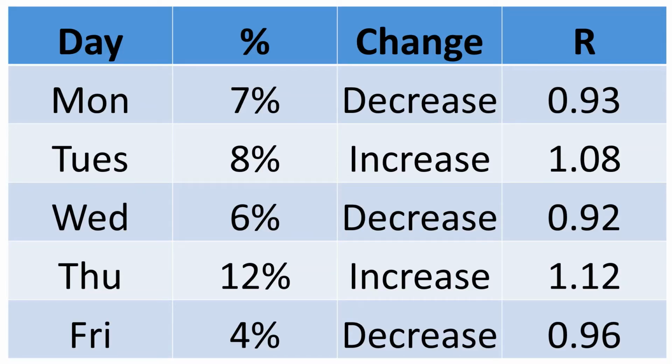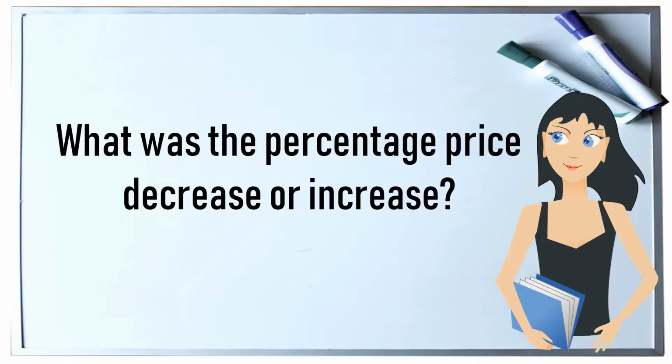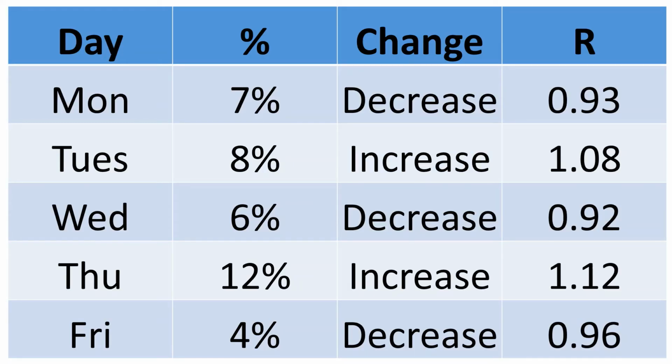On Monday there was a 7% decrease, on Tuesday there was an 8% increase, on Wednesday there was a 6% decrease, on Thursday there was a 12% increase, on Friday there was a 4% decrease. As a hint, I've already calculated the R values on the right hand column. So what was the percentage price decrease or increase? So here is that table again. Pause the video now and have a go at the problem by yourself.